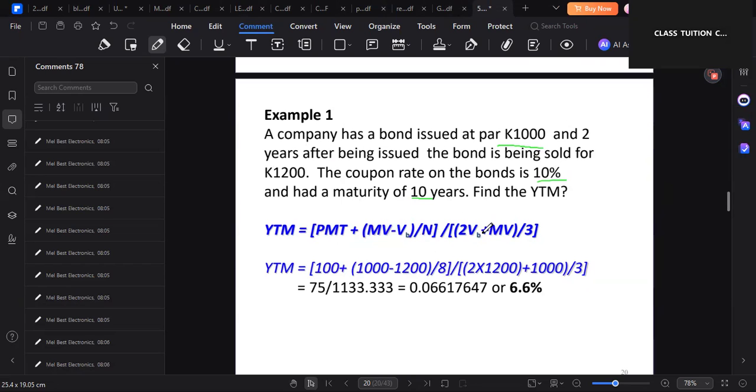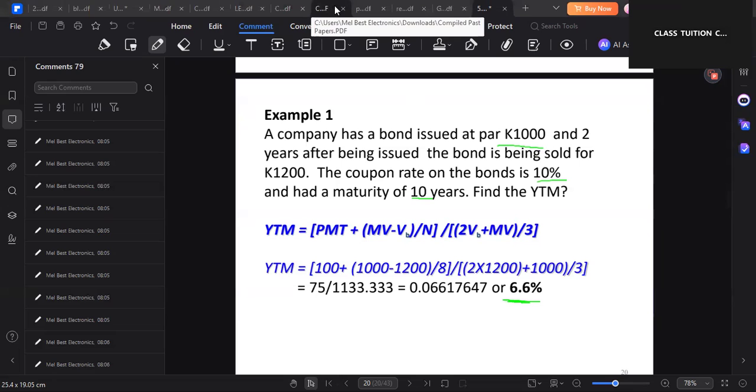Everything divided by 2VB. VB is 1,200. Our MV is 1,000, over 3. So when you calculate that, it gives you 6.6%. So this is how we calculate the yield to maturity. Yield to maturity. Are we together?